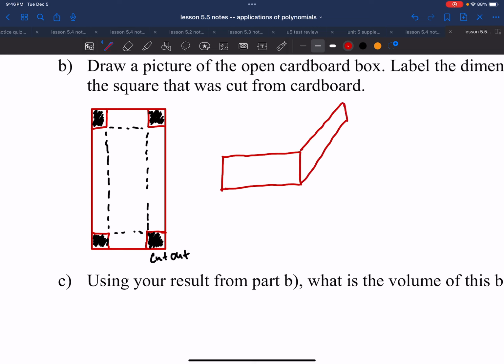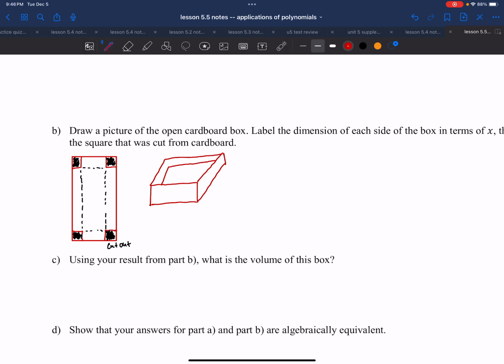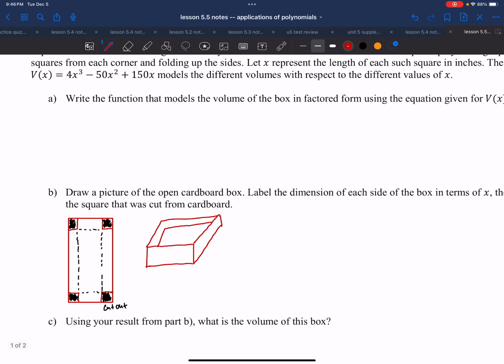I can draw a rectangular box, okay. But it's an open box, right? So it's open like that. That's not half bad. I'm kind of proud of myself. It's made from this. So anyway, that's my picture. That's kind of what's going on.